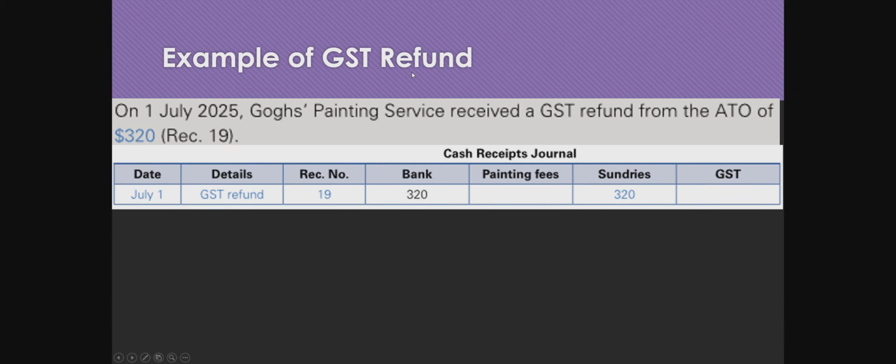So, examples of a GST refund. On the 1st of July 2025, the painting service received a GST refund from the ATO for $320. We got receipt number 19. So here it is: date, detail, receipt number, how much did we get, and it's in the sundries column, not GST. So why is it in the sundries column? Well, because it's not GST that we received from a sale, it's GST that we got back from the government. So that's why it's a completely different thing, and we include it in sundries.